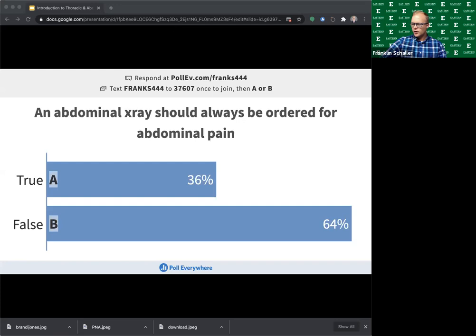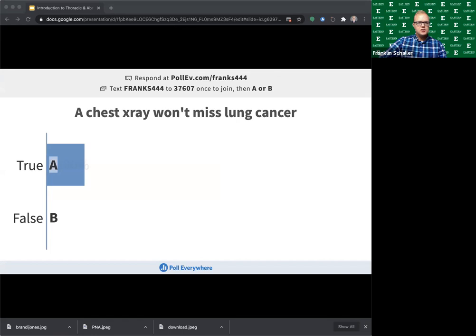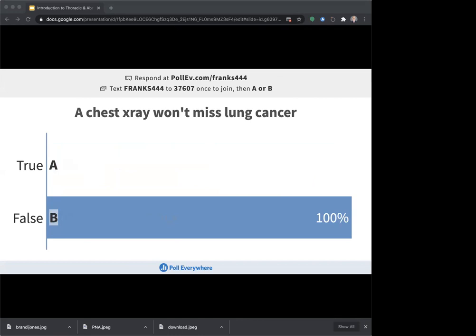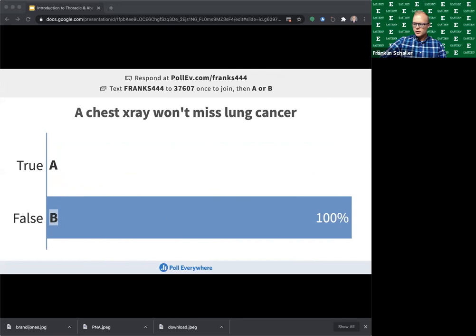Another question for you guys. A chest x-ray won't miss lung cancer. True or false? All of the respondents are correct: false. It will unfortunately miss some lung cancers where more advanced imaging would be needed, such as a low dose CT of the chest.